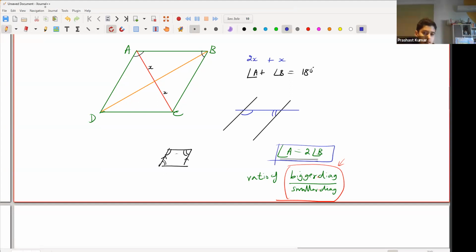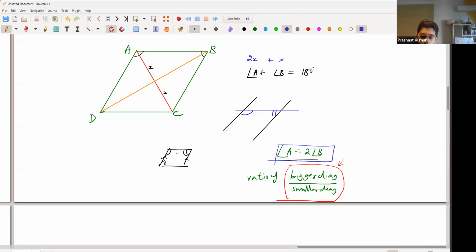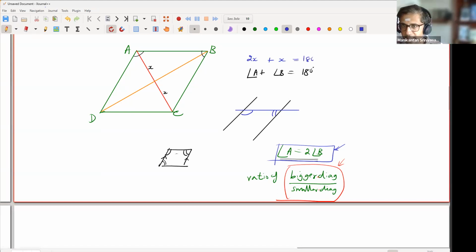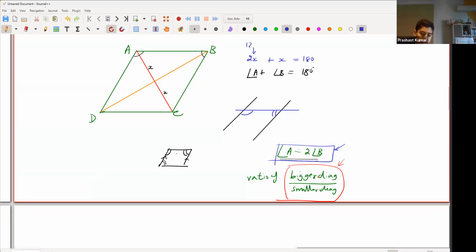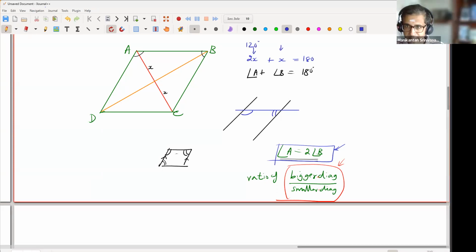Wait, one second. Repeat once. I had given in the question that angle A is twice angle B. Therefore, you can find out each of these angles. So A must be 120 and B is 60. That's exactly what I was asking Sukrit to explain. He quickly figured it out and then moved on. I wanted him to explain to the class why it was 120 and 60.